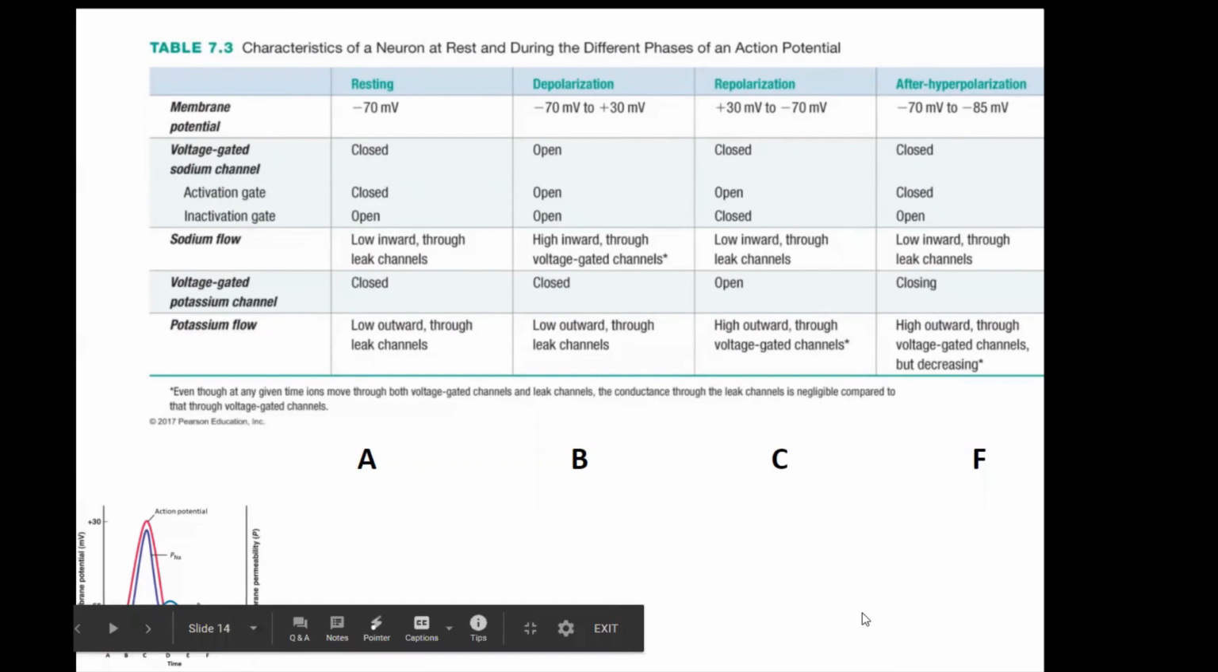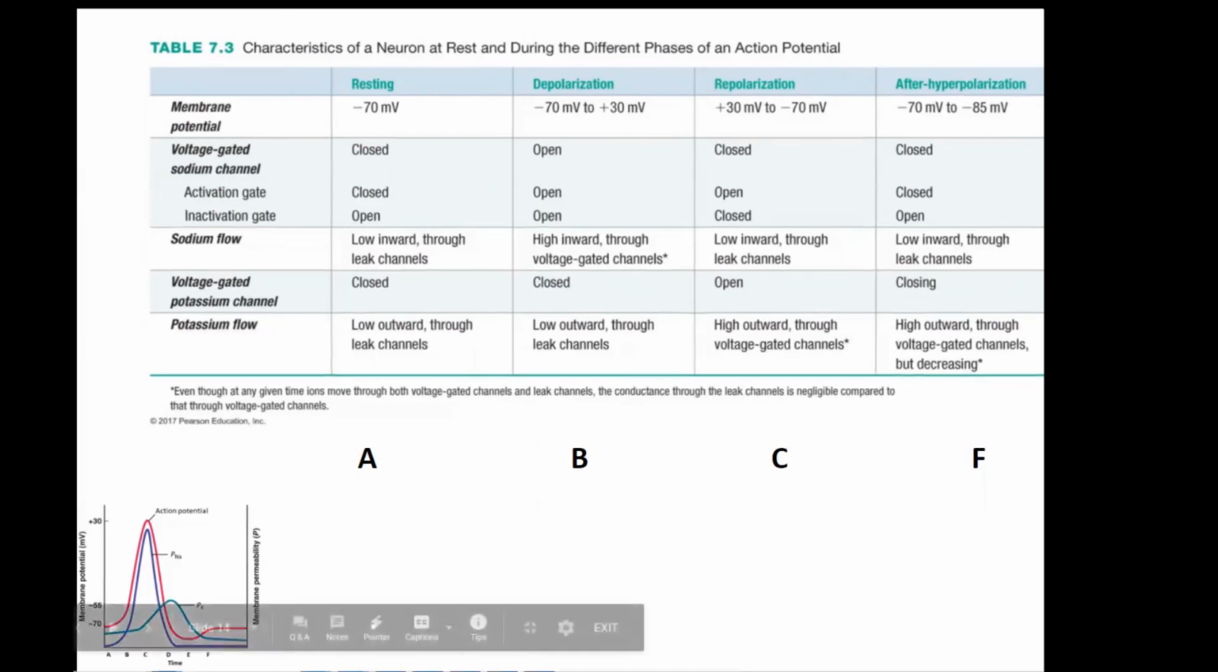So I'm going to do a final poll. I think I have one on the action of these gates, and then we'll stop here.